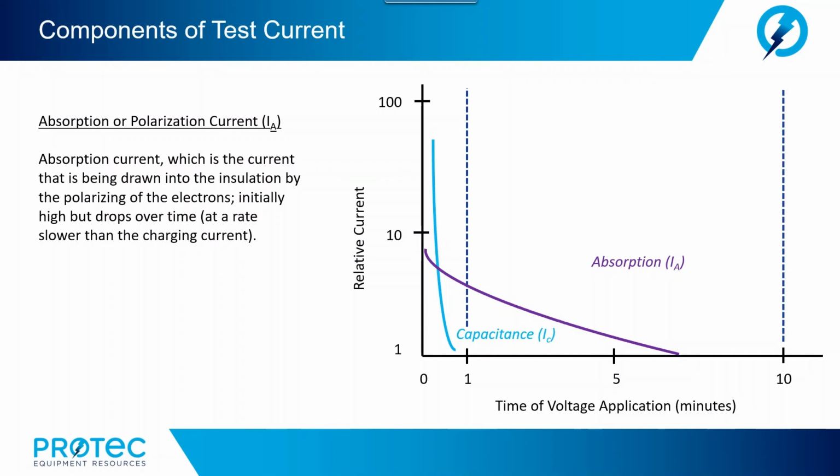Next, we have what's known as the absorption or the polarization current, I sub A. Absorption current, which is the current that is being drawn into the insulation by the polarizing of the electrons, is initially high but drops over time at a rate slightly slower than the charging current.